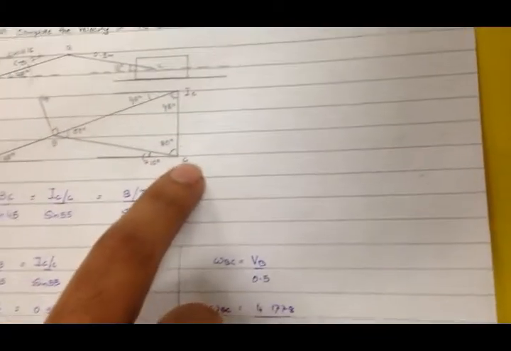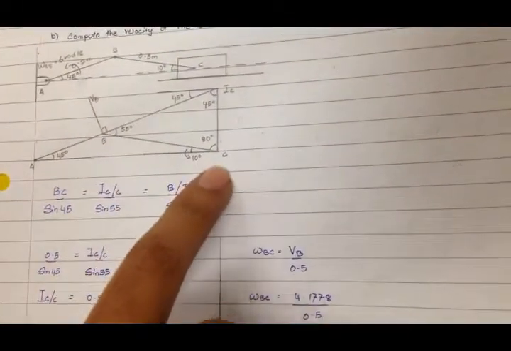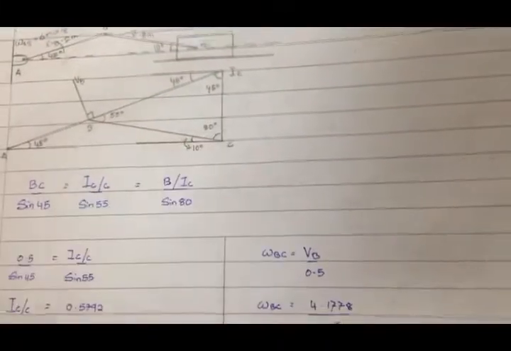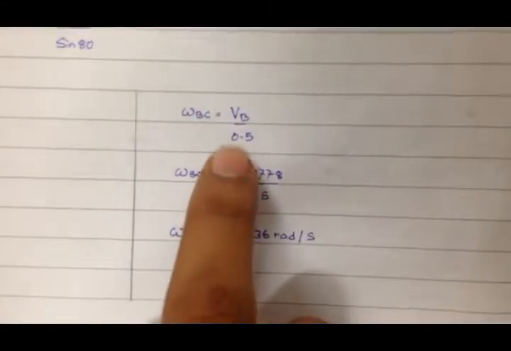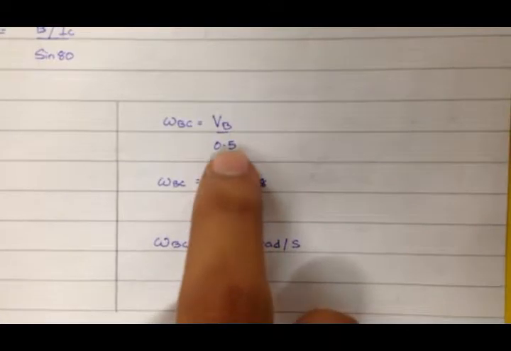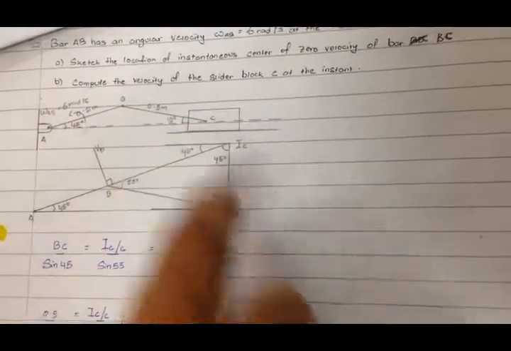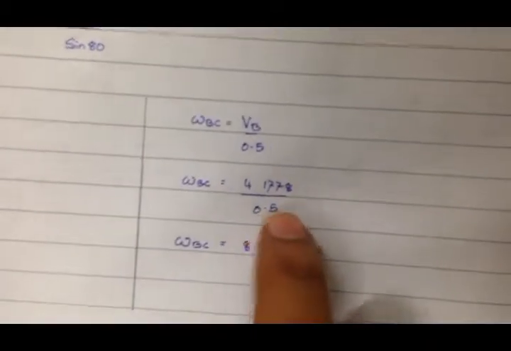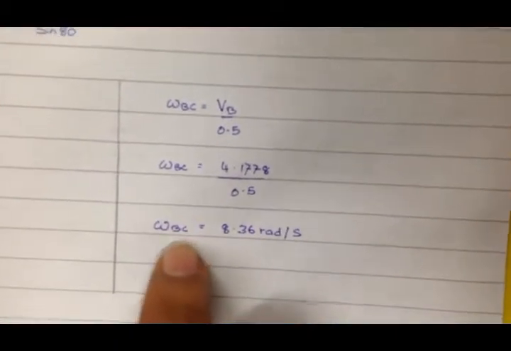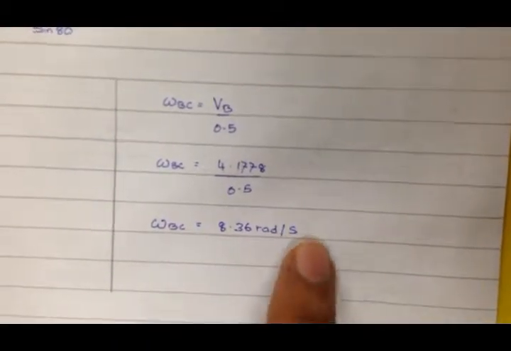As you can see, we don't have angular velocity on the link BC, thus we have to find the angular velocity in link BC. So how to find that? This is the formula to find angular velocity at BC. We had got VB just now earlier, and we use 0.5, which is the length of B to C. From this we compute the angular velocity at BC. We will get 8.36 radian per second.